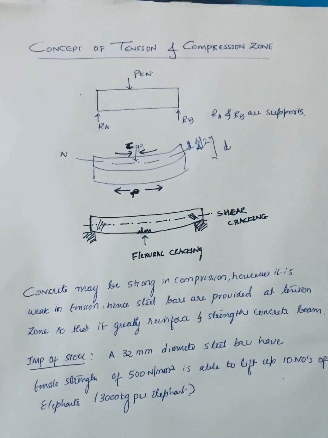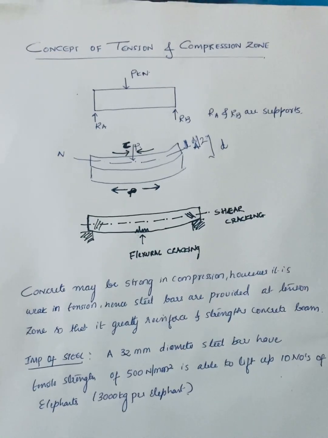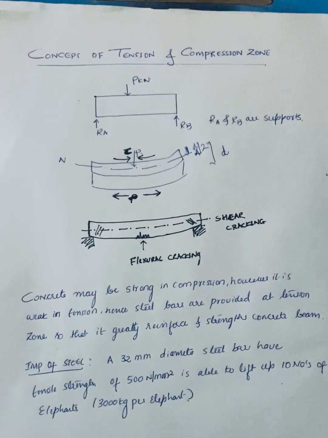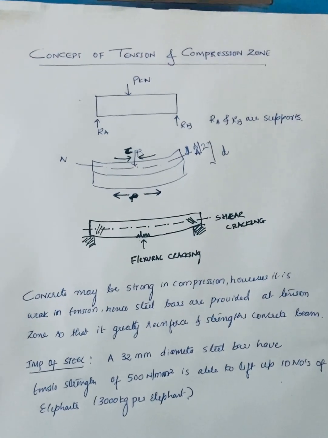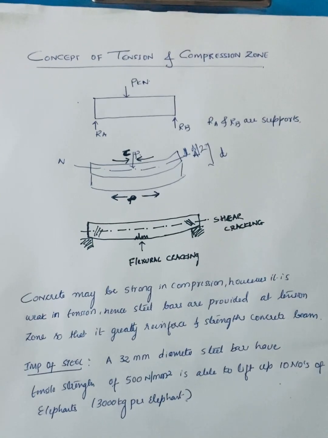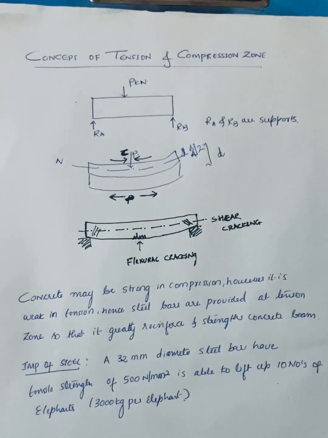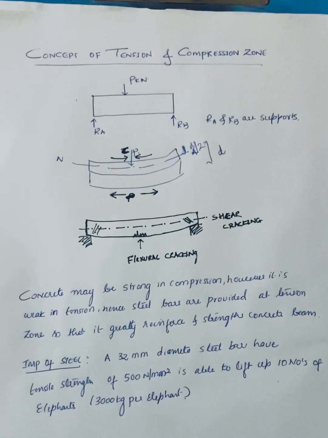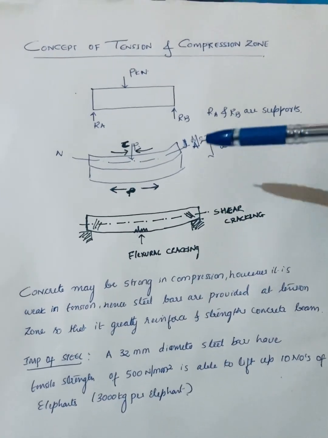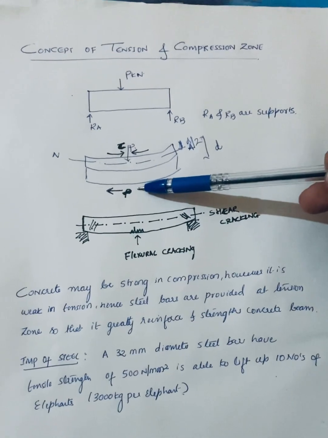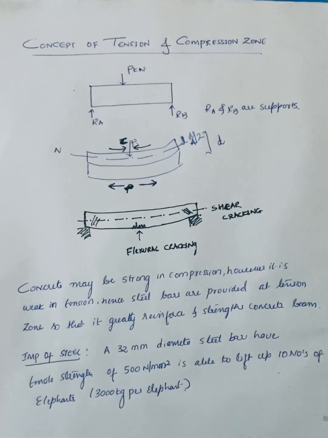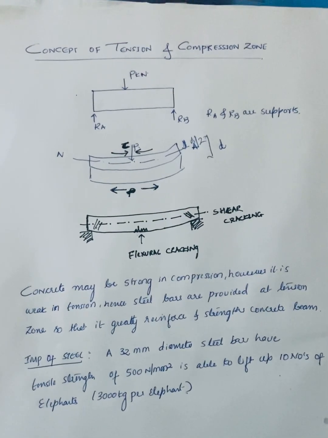As we are all aware, concrete is strong in compression but weak in tension. Since concrete is weak in tension, how do we overcome that? By reinforcing the concrete. How do we reinforce? By providing steel reinforcement. Since at the bottom of the beam there is a tension zone, you should always provide steel at the tension zone.